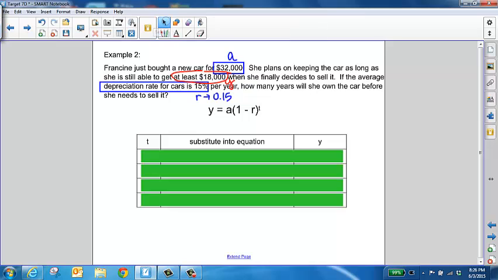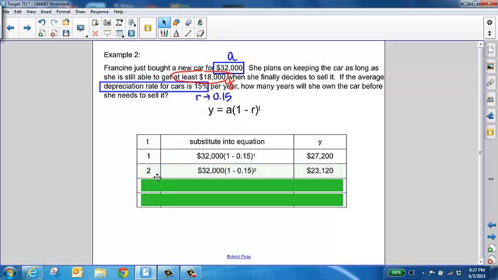So one approach to solving this problem is actually just to create a table and sort of play around with the problem a little bit. We have one column that's associated with the time. We have one column where we're just going to substitute all of our information into our equation. And then our last column is going to tell us what that car is worth after so many years. So after the first year, Francine's car is going to be valued at $27,200. And you can see all the information we substituted into that exponential decay equation.